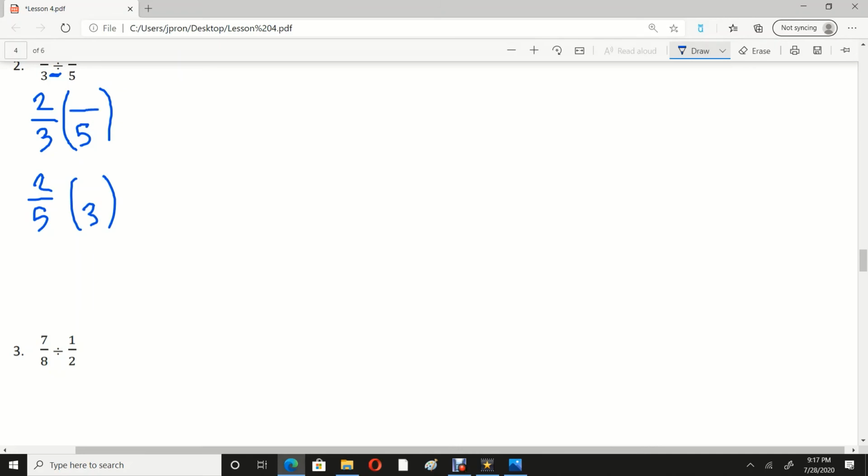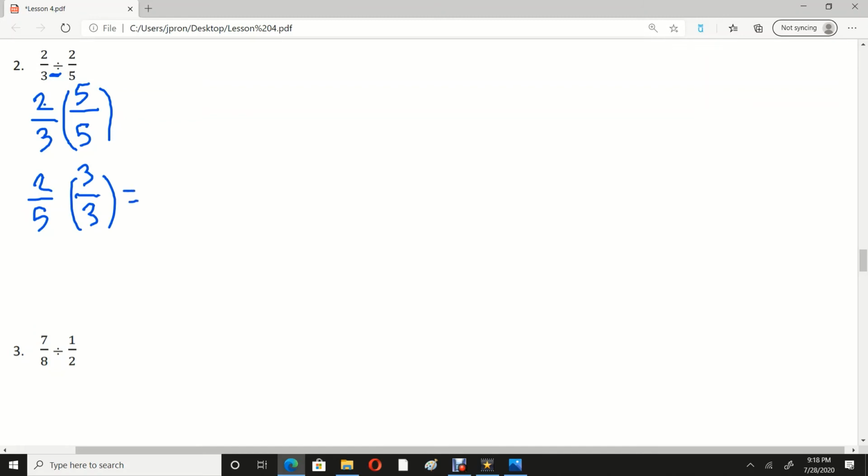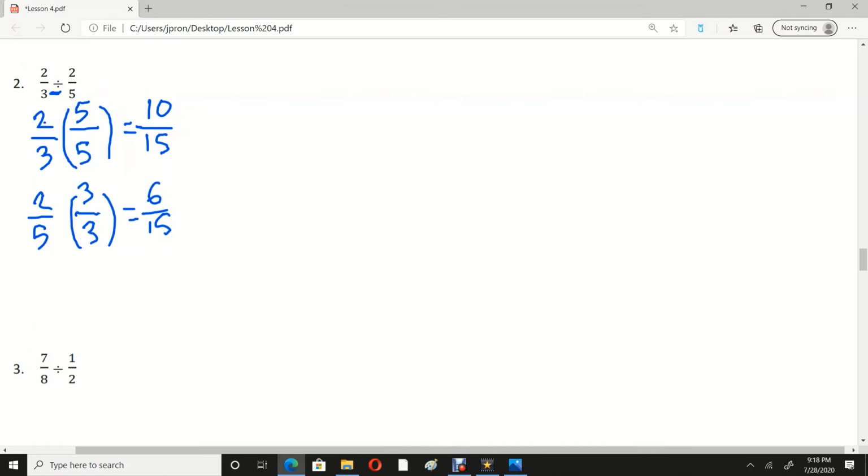Now remember, when we're multiplying these fractions, we really want to multiply by 1. So up here, we're going to multiply 2/3 times 5 over 5, which is going to give us an equivalent value, and we'll multiply 2/5 by 3/3, which is also 1, which is going to give us an equivalent value. So when we do this, we get 2 times 5 is 10, 3 times 5 is 15. So 2/3 is equal to 10 over 15, and we have 3 times 2 is 6, and 5 times 3 is 15. 6/15 is equal to 2/5. Now, let's go back and rearrange these back into their original order.